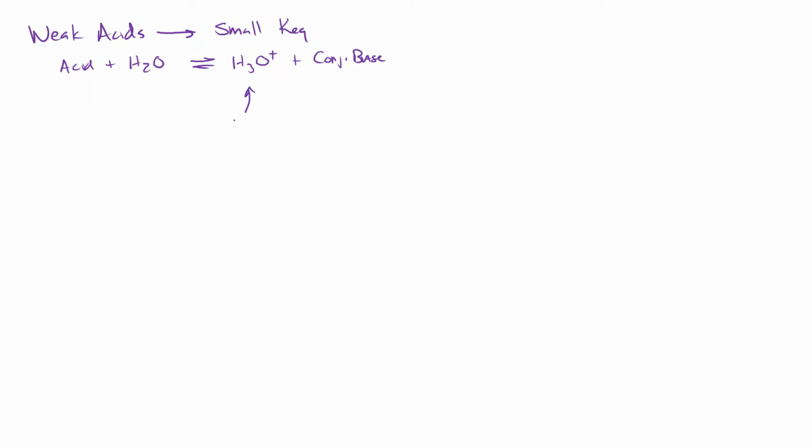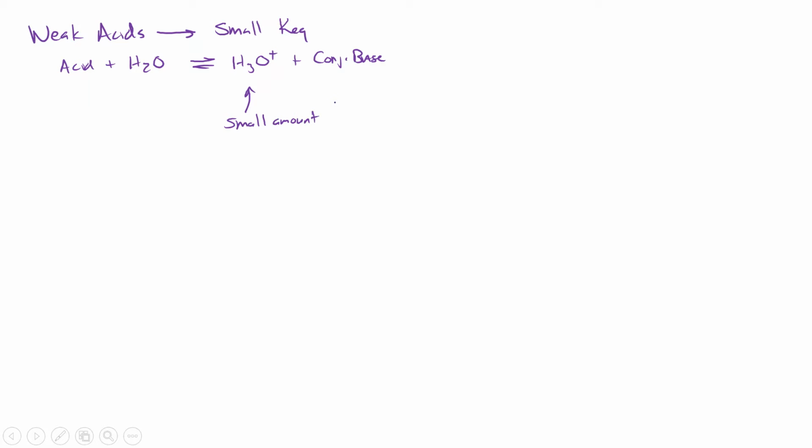All right, weak acids. So what do we know about weak acids? We know that they're going to have a small KEQ, right? And so in our Bronsted acid base reaction, when we have acid plus water, we're going to create a very small amount of hydronium ion, right? And so we're going to get a small amount of this.